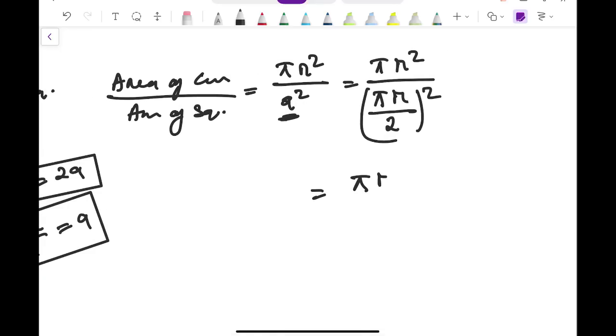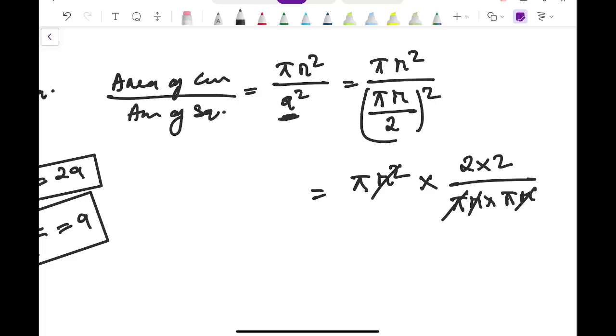So pi by r squared into, I'll just put the reciprocal of this. The reciprocal of this is 2 into 2. We have it squared here, so that's the reason why I'm writing 2 times. Pi r into pi r. So r squared, that means r 2 times I'm cancelling. Pi and pi I'm cancelling. What do we have? 2 into 2, but we have one more pi here.